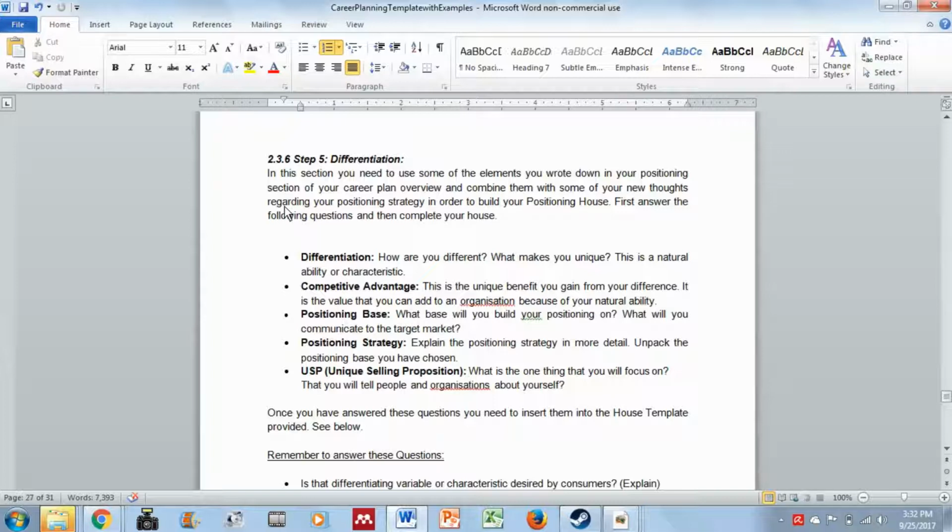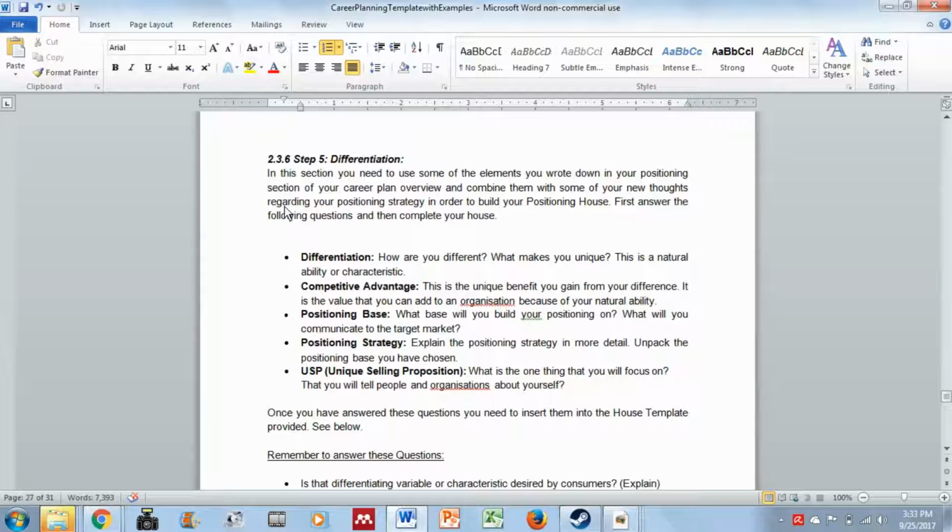Okay, differentiation. How are you different? What makes you unique? This is natural ability or characteristic. Then, your competitive advantage. This is the unique benefit you gain from your difference. It is the value that you can add to any organization because of your natural ability. Then the positioning base. What base will you build your positioning on? What will you communicate to the target market?